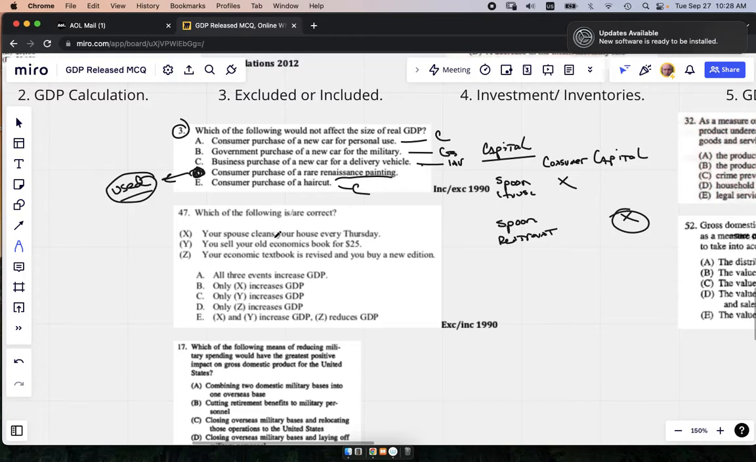Your spouse cleans your house every Thursday. That's what we call household production, right? Not included. You sell your old economic textbook. That's a used good, not included. Your economic textbook is revised and you buy a new edition. Well, this is new spending, new consumption, right? So that would be consumption and would count toward GDP. I hope that makes sense.